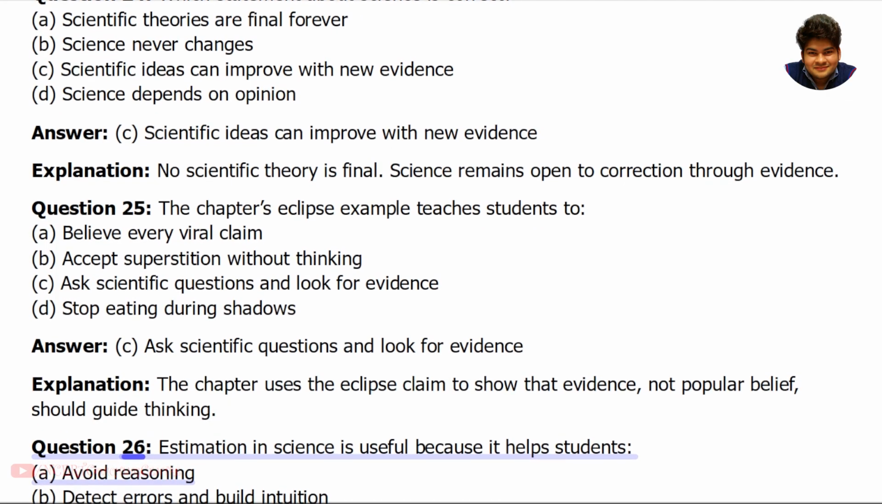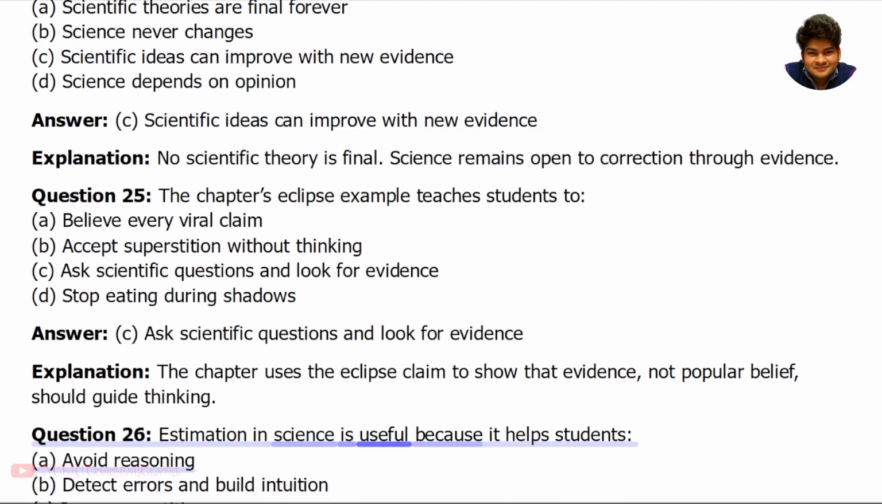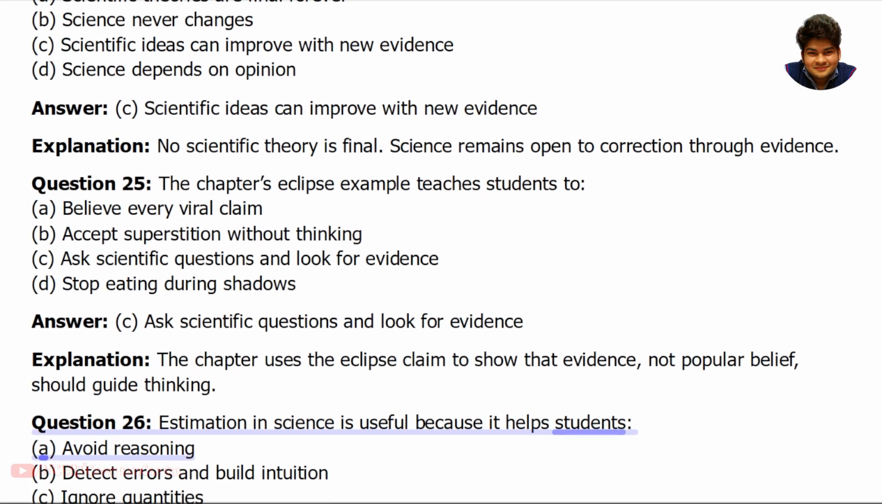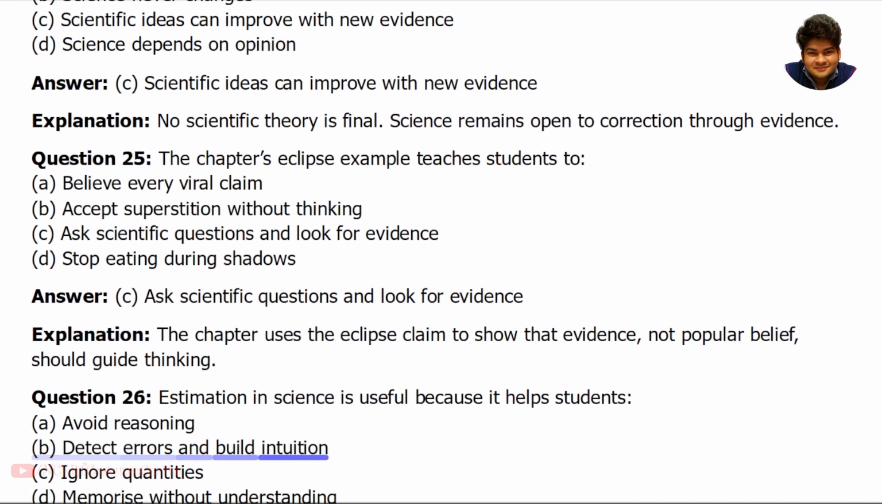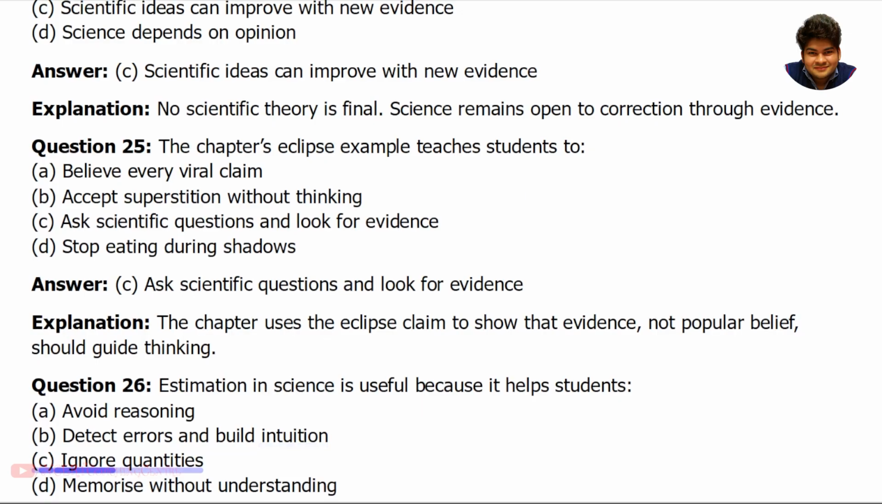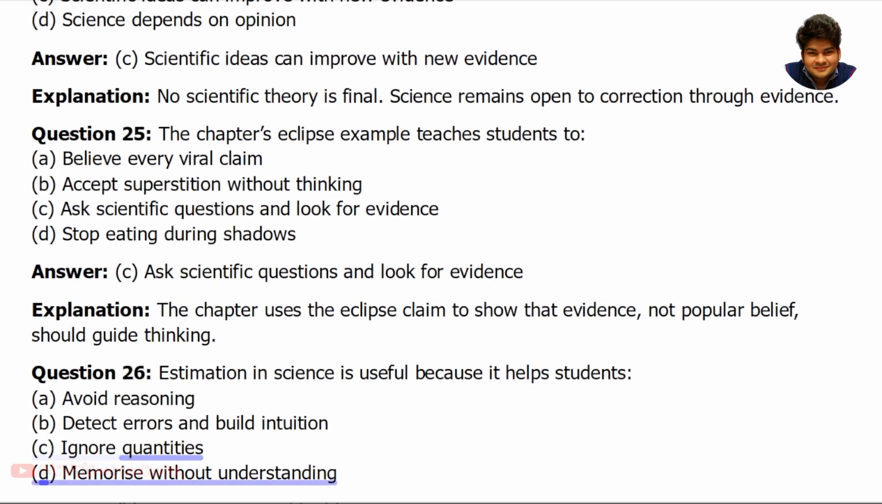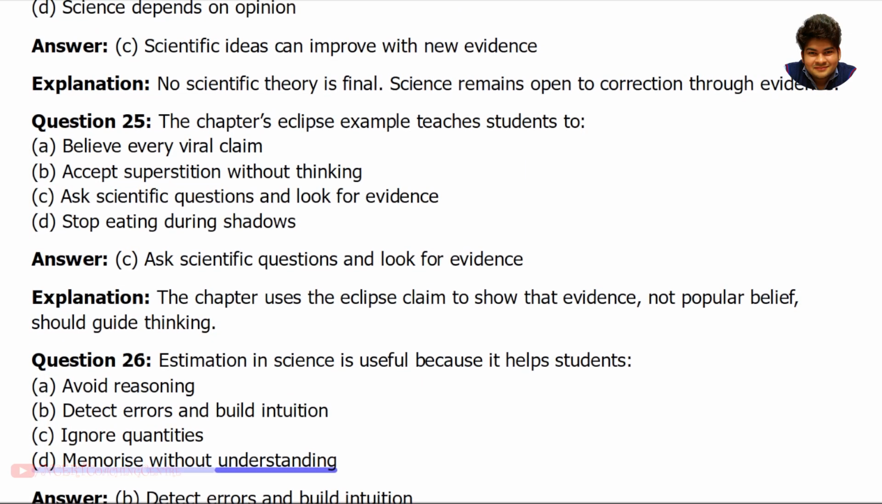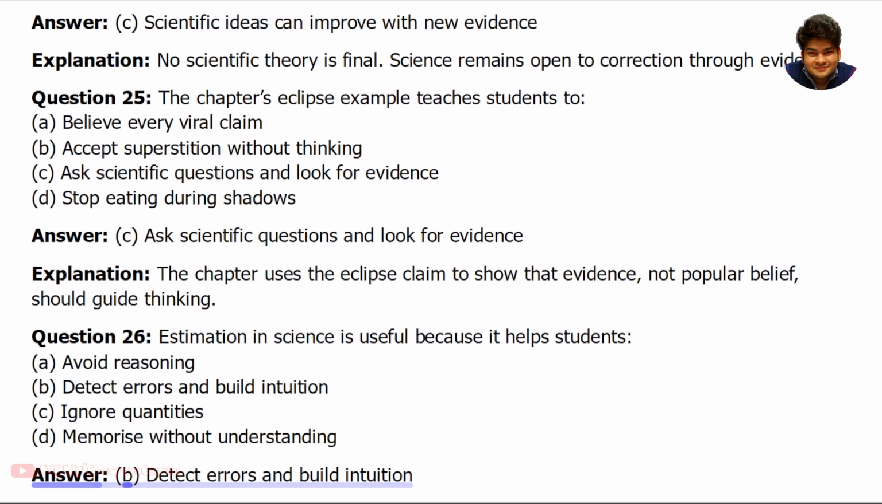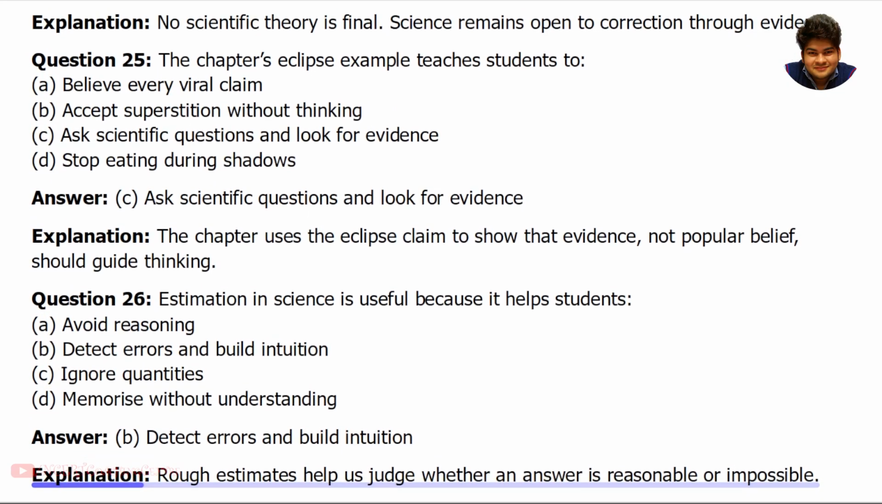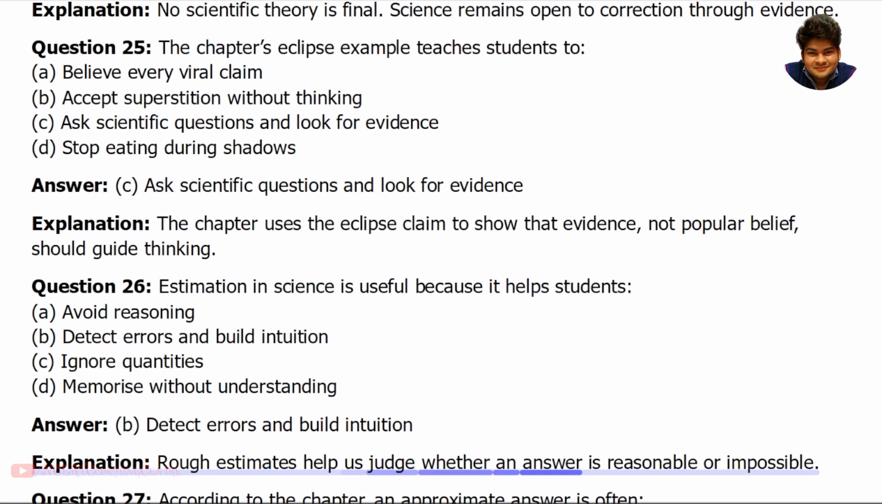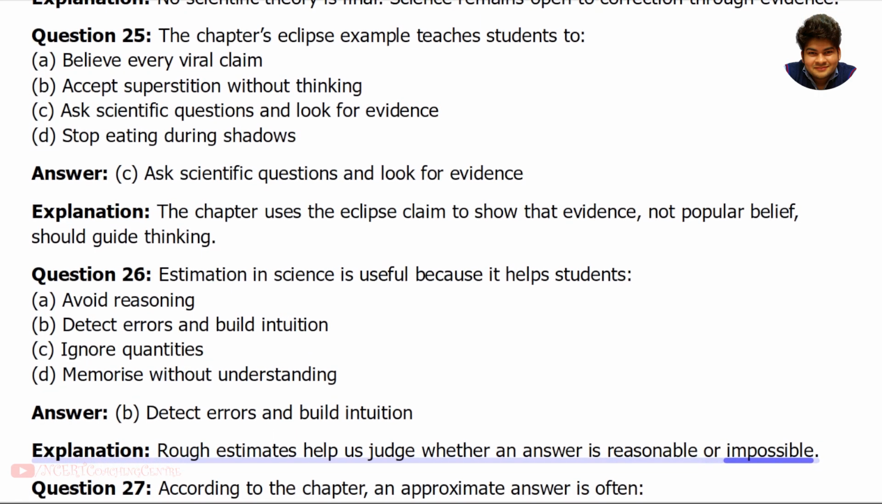Question 26. Estimation in science is useful because it helps students: A. Avoid reasoning. B. Detect errors and build intuition. C. Ignore quantities. D. Memorize without understanding. Answer: B. Detect errors and build intuition. Explanation: rough estimates help us judge whether an answer is reasonable or impossible.